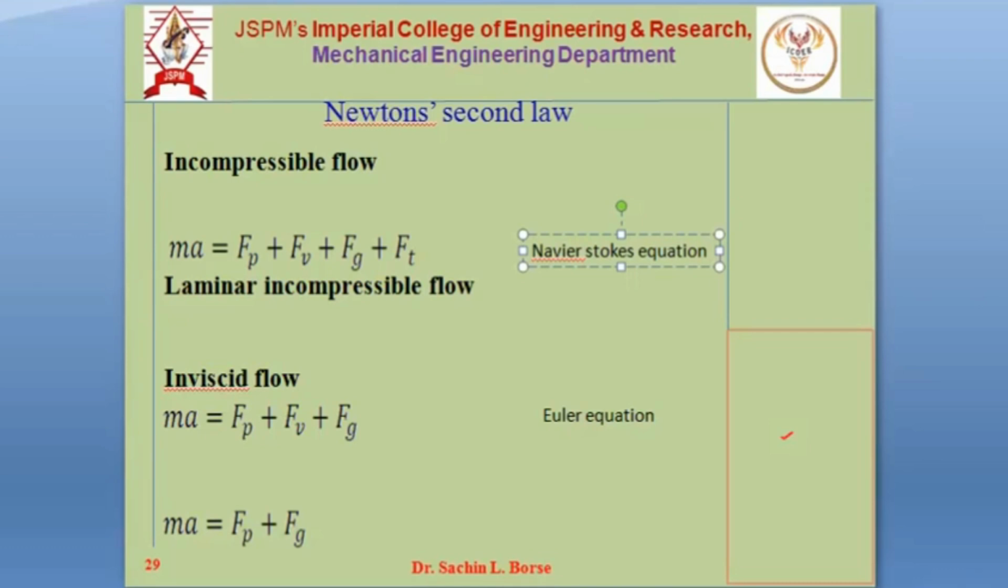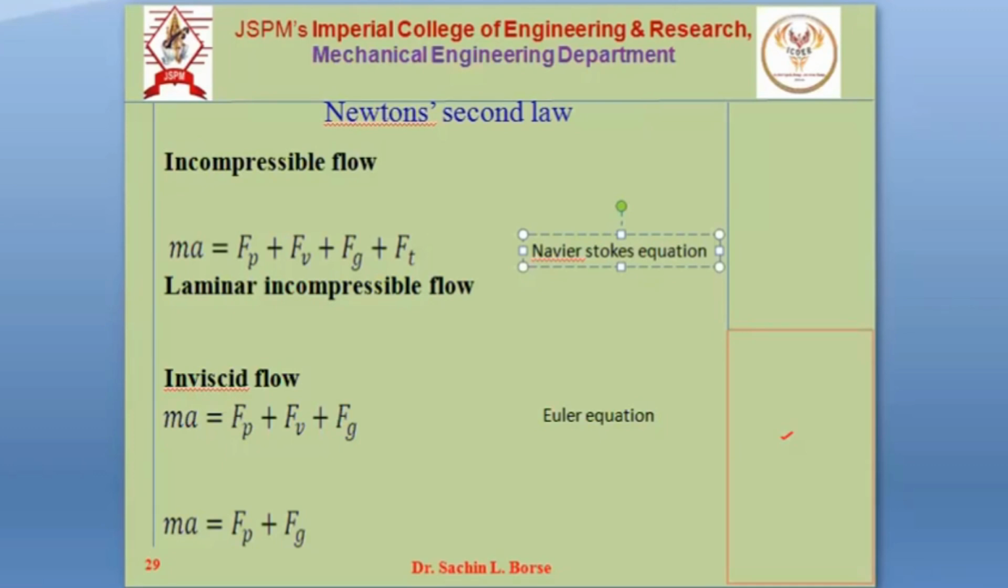And the Navier-Stokes equations are three: one in the x direction, y direction, and z direction. What is the meaning of that? Summation of forces is equal to what? Mass into acceleration, where the acceleration and force are in that particular direction. Okay. If you neglect viscosity, then it becomes the Euler equation. Navier-Stokes becomes the Euler equation if you neglect the viscosity.